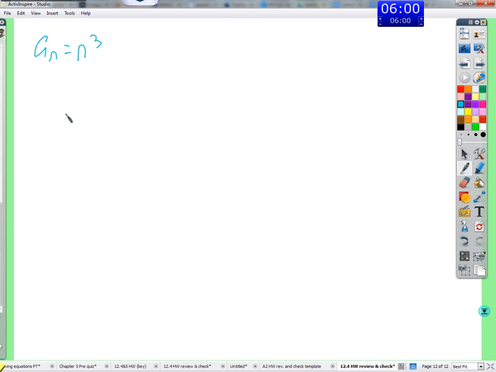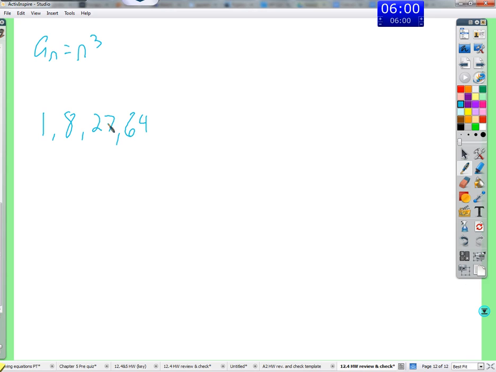So a sub 1 is 1 to the third, so we have 1. 2 to the third is 8. 3 to the third is 27. 4 to the third is 64. Now the explicit rule is fairly simple. But what would be the recursive rule? What would be the pattern that you get from 1 to 8 and then from 8 to 27? So it's hard to go from explicit to recursive, but it's not hard to go from recursive to explicit. In some cases, either way is fairly simple.